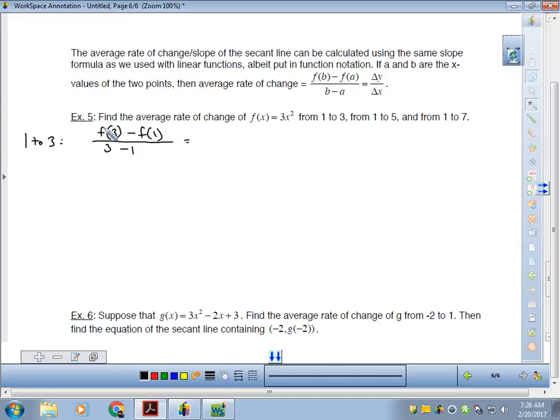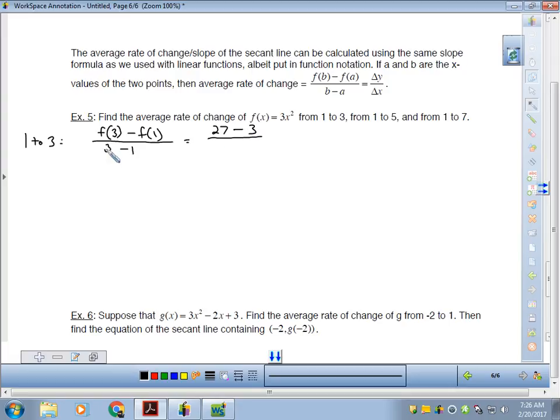Now f of 3 means I need to find the y value at 3. And to do that, I just plug 3 in for x here. So 3 squared is 9. 9 times 3 is 27. Minus f of 1, that's the y value at 1. So to find the y value at 1, I just plug 1 in for x. 1 squared is 1. 1 times 3 is 3.